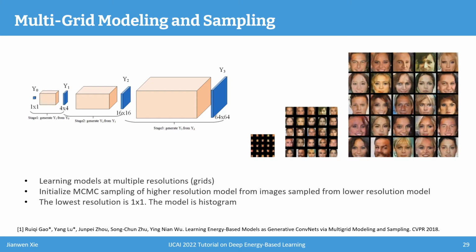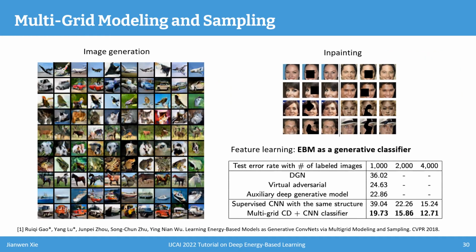After obtaining the synthesized examples, the parameters of the energy-based models at multiple grids are updated separately and simultaneously based on the differences between synthesized and observed examples. The multi-grid or multi-resolution modeling and sampling can be used for image generation, image inpainting, and feature learning for classification.